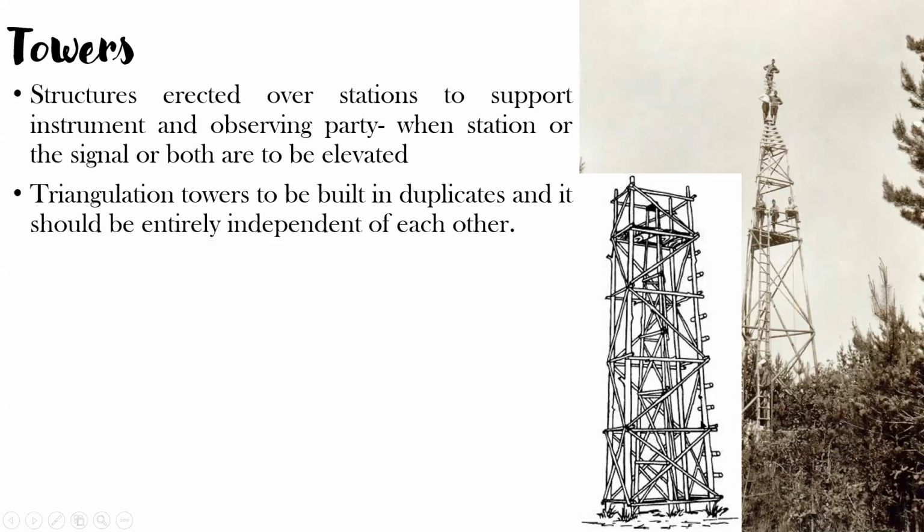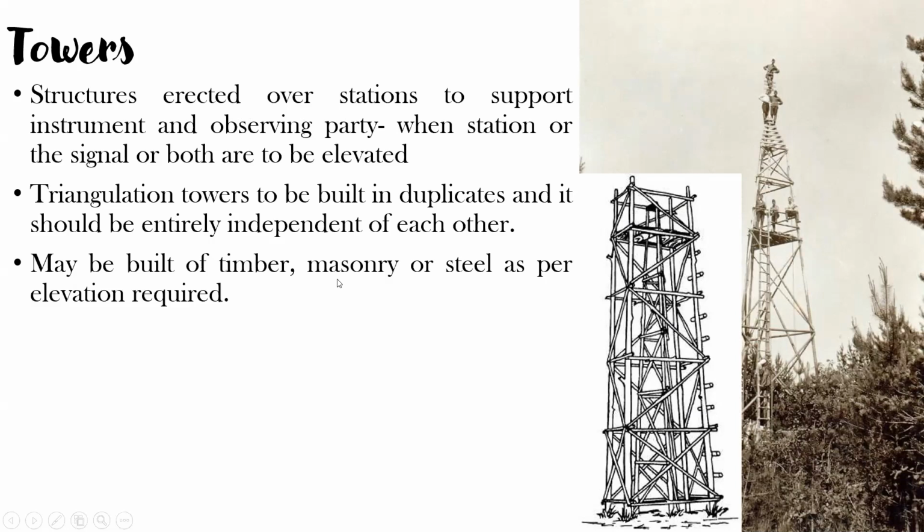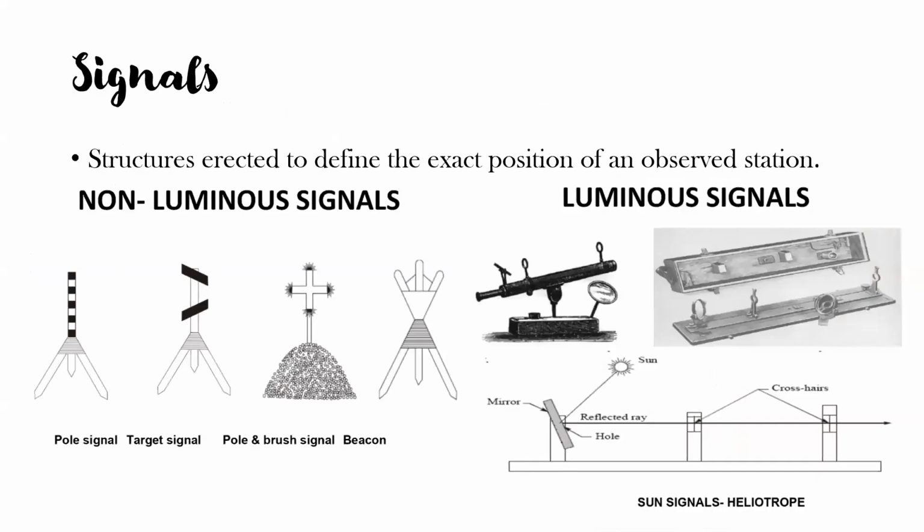In this sketch, you can clearly see this is the outer component and there is an inner component. Always the inner component, or the inner tower, will support the signals, and the outer structure will support the observing party. Now, it may be built using timber, masonry, or steel, depending on the elevation to which the tower needs to be raised. Coming to signals, signals are structures erected to define the exact position of an observed station.